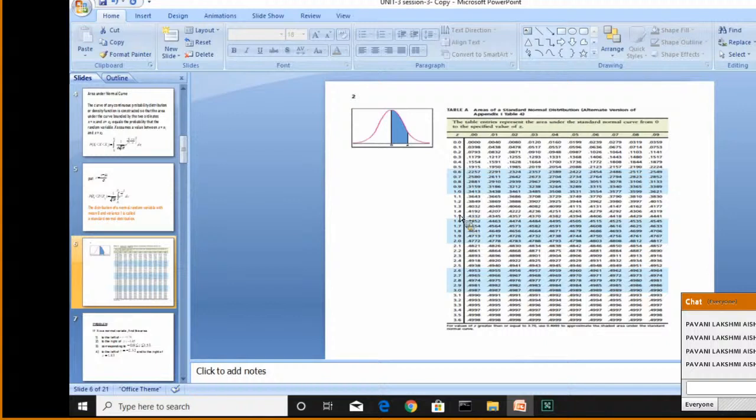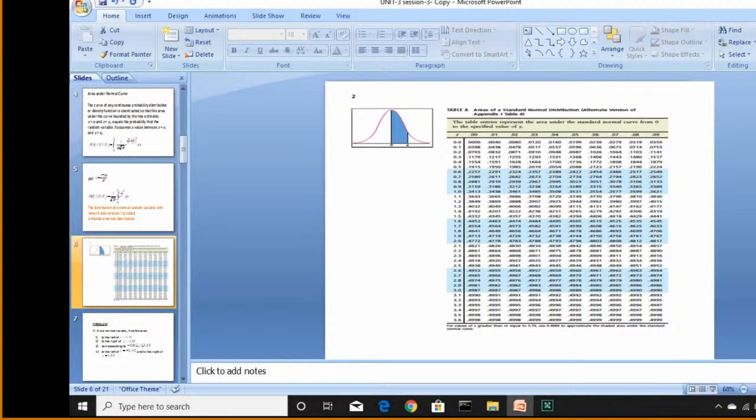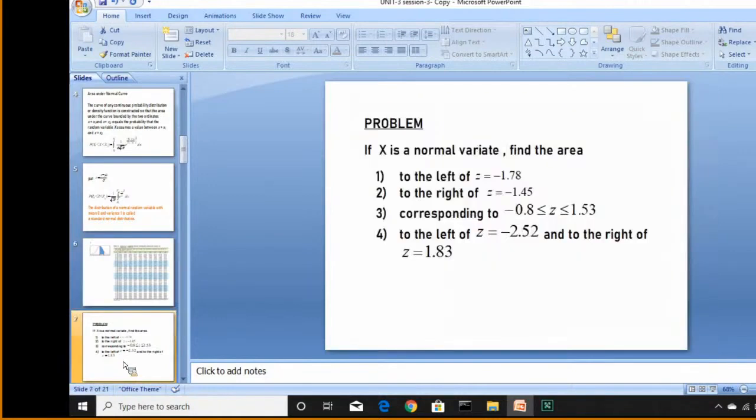1.45, where is 1.4 coming here? 5 is coming. 0.4265. Here I am seeing, Aishwarya. Are you seeing? 0.4265. Now you see the table. Is it correct or not? Can I proceed, Aishwarya? Yes. Okay, good. We will see the next part.